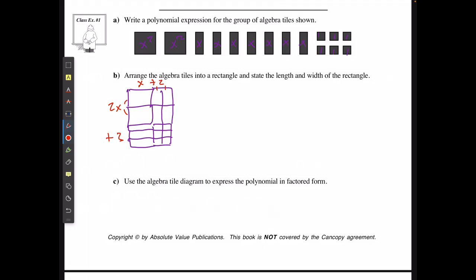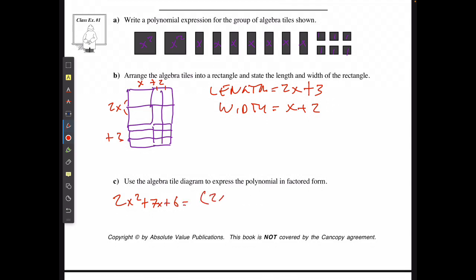The dimensions are going to give me what the actual factored form is. In this case, I have a length of 2x plus 3. I have a width of x plus 2, which means that 2x squared plus 7x plus 6 will factor down into 2x plus 3 times x plus 2.